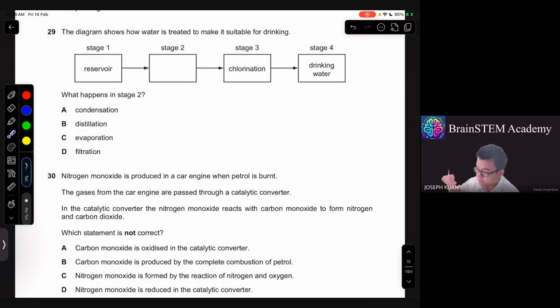29. The diagram shows how water is treated to make it suitable for drinking. What happens in stage 2? Before chlorination, the water is actually filtered first to remove any insoluble solids.